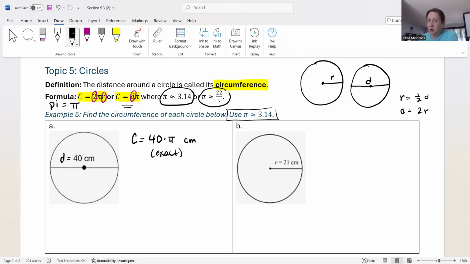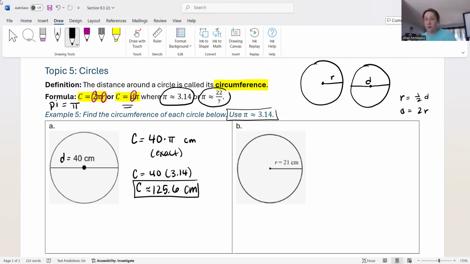But we want something that's a little easier for us to understand. So we're going to get a decimal approximation. We're going to take 40 and multiply it by 3.14. Just use your calculator. So you can do 3.14 times 40, and I get 125.6. So the circumference is 125.6 centimeters. And I would probably go ahead and use an approximate equals, the little wavy equal sign. That means that we've rounded at some point. So we could say our circumference is approximately 125.6 centimeters.